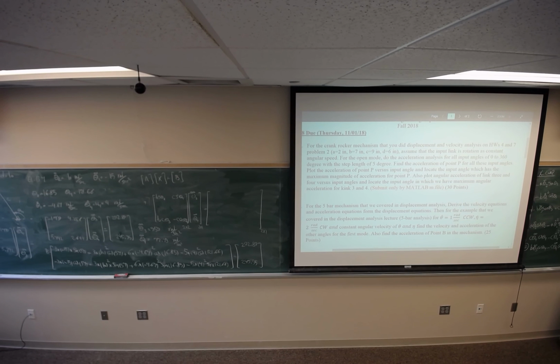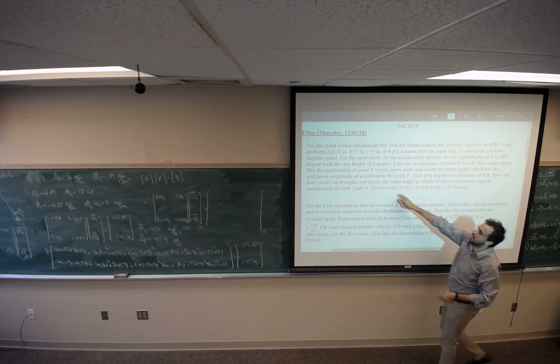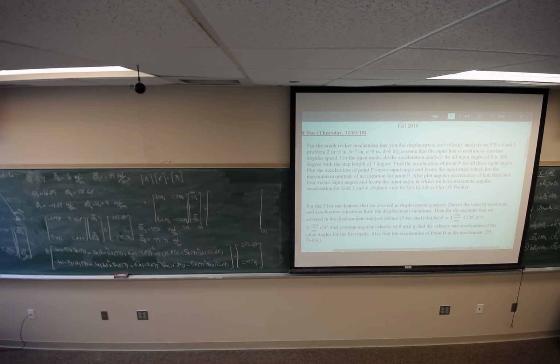After you find the acceleration of point P for all these input angles, tell me at which input angle we are going to have the maximum magnitude of acceleration of point P. It tells me at which input angle point P is going to see the maximum acceleration or maximum force, because force is mass times acceleration. Also, plot the angular acceleration of links 3 and 4 versus input angle theta 2, and locate the input angle with maximum alpha 3 or maximum alpha 4.